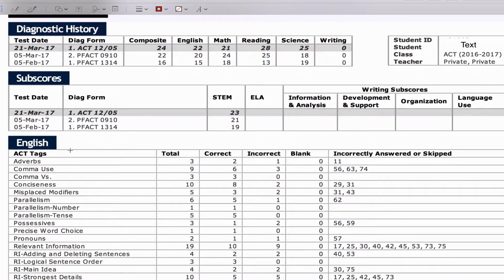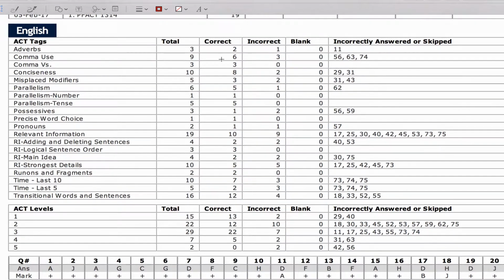Let's go into subject 1, English. A couple of quick tags. So total and correct. This will show me how well he's doing in individual subjects. So, for example, commas, he got 6 for 9. That's pretty good. Go shore that up. Check those questions there and see why you got those wrong. Is there something fundamental in your understanding of when to use commas?